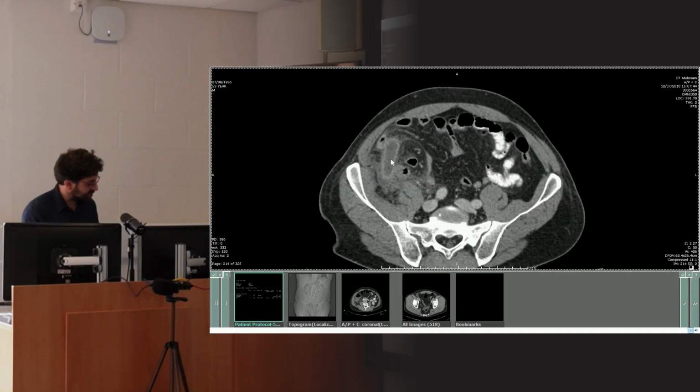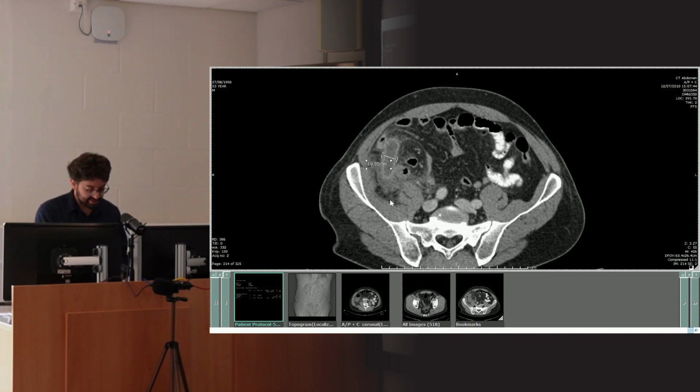It's a blind ending tubular structure in the right iliac fossa coming off the cecum. Normal appendix is 6 millimeters or less in diameter. This is nearing 2 centimeters. So it's quite clearly thickened and it's got lots of fat surrounding it. So we have now diagnosed acute appendicitis. Well done, everyone.